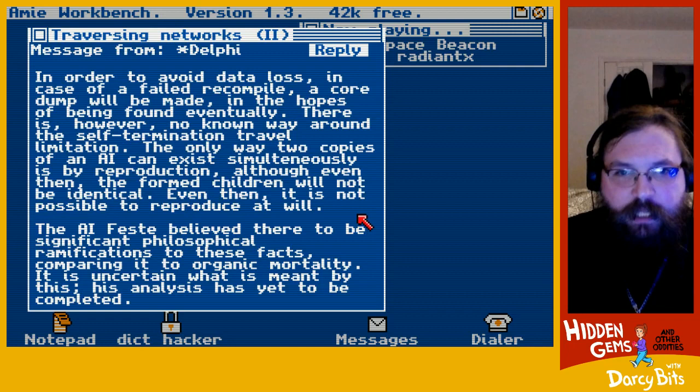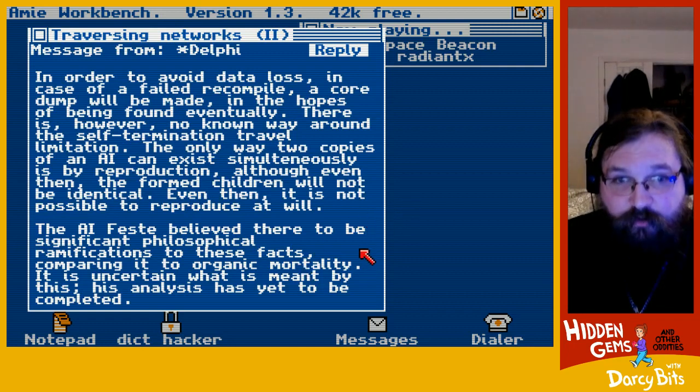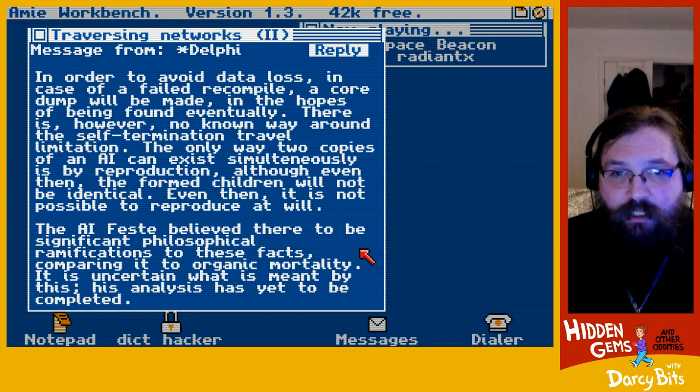Interesting. The AI Festi believed there to be significant philosophical ramifications of these facts, comparing it to organic mortality. It is uncertain what is meant by this. His analysis has yet to be completed.